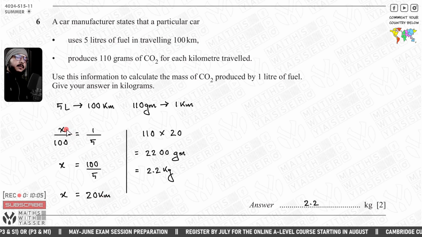Sorry, X was not the mass. X was the distance that we need to find first. Then we can convert this value by multiplying with 110 to figure out how much mass of CO2 is produced. So since 110 grams of CO2 is produced for each kilometer traveled, and since it will be traveling 20 kilometers, therefore 110 times 20 gives us 2200 grams. And since we need to answer in kilograms, if we divide this by 1000, we get 2.2 kilograms. So in the first step, the proportion method that we used, we kept the ratio of the distances on one side and the ratio of liters on the other side, respectively.